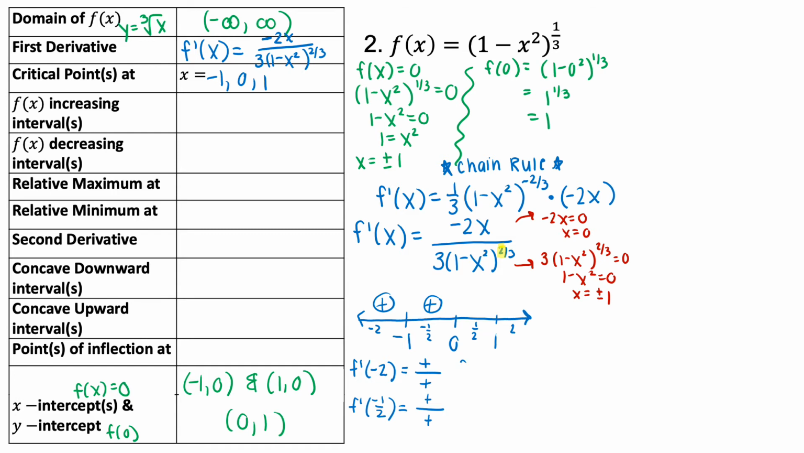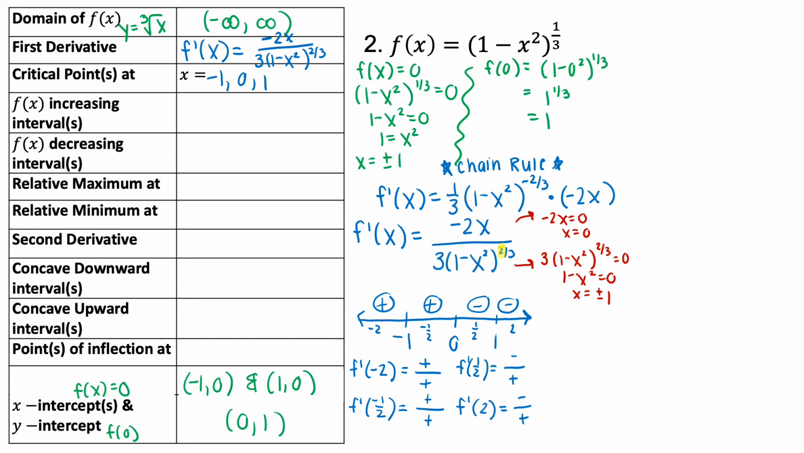Let's repeat with 1/2. Again, our denominator is always going to be positive. Our numerator here would be -2 times 1/2 would be negative, which gives us a negative over a positive, which is a negative. And finally, f prime of 2, denominator is going to stay positive. Numerator would be a negative times a positive, which is a negative.